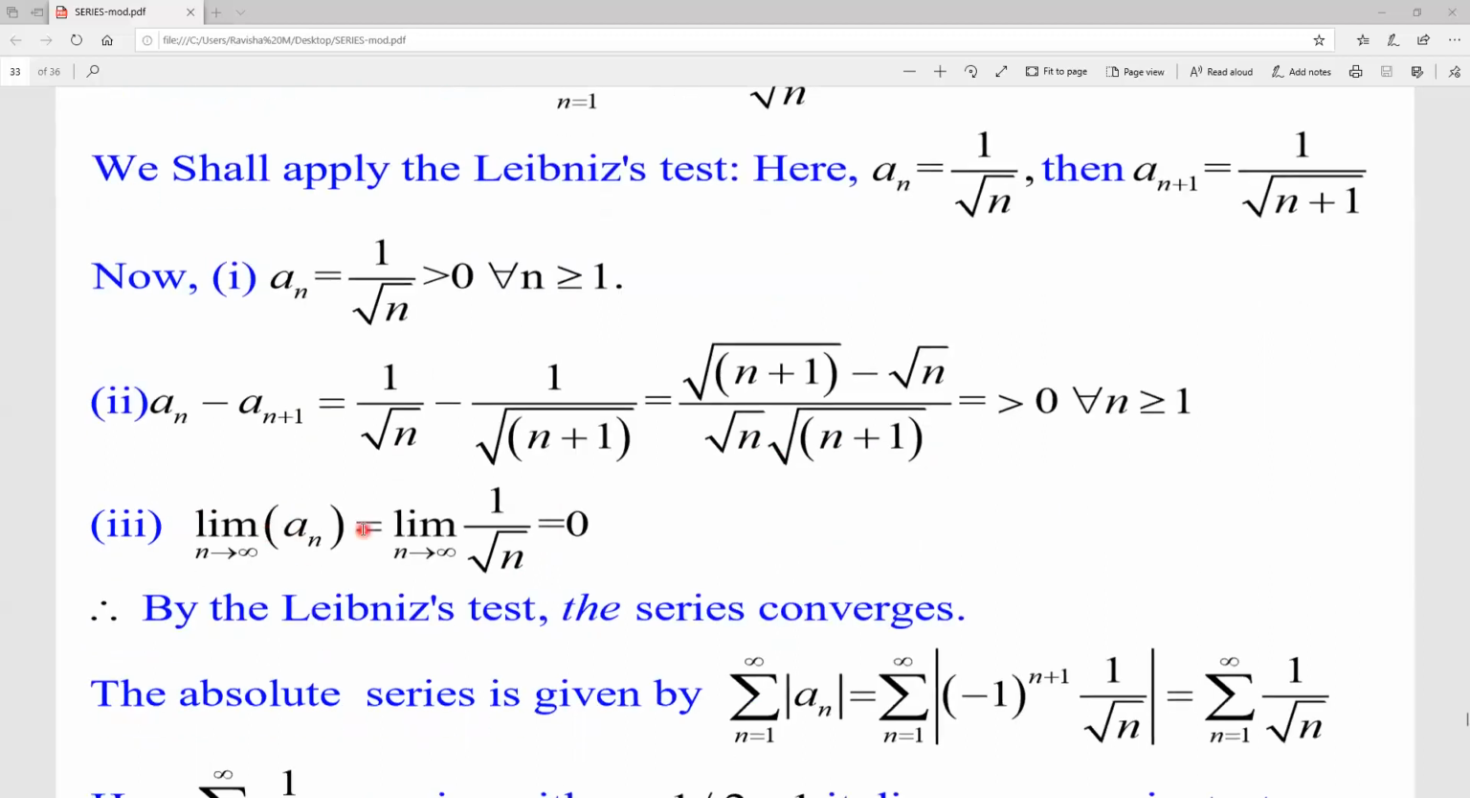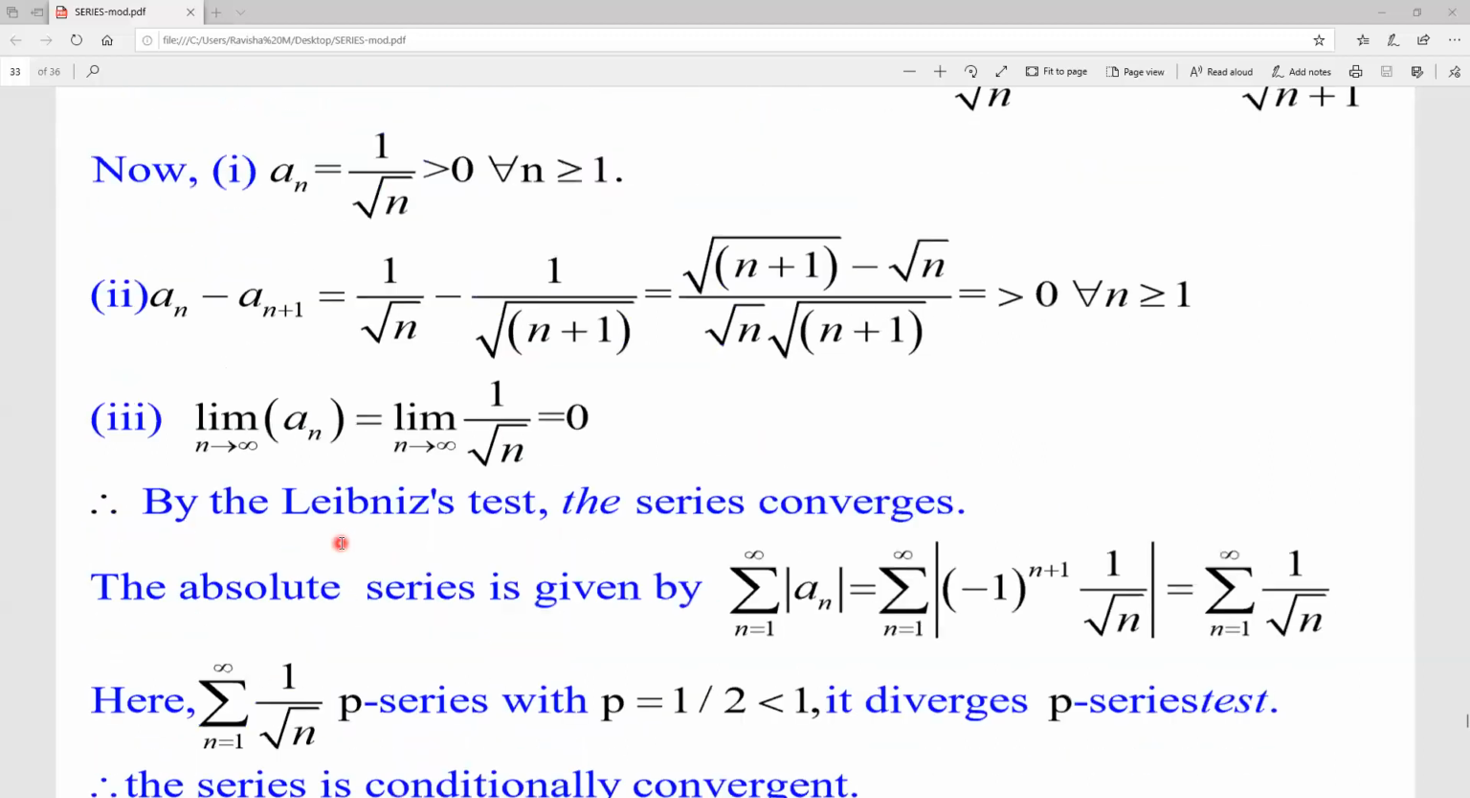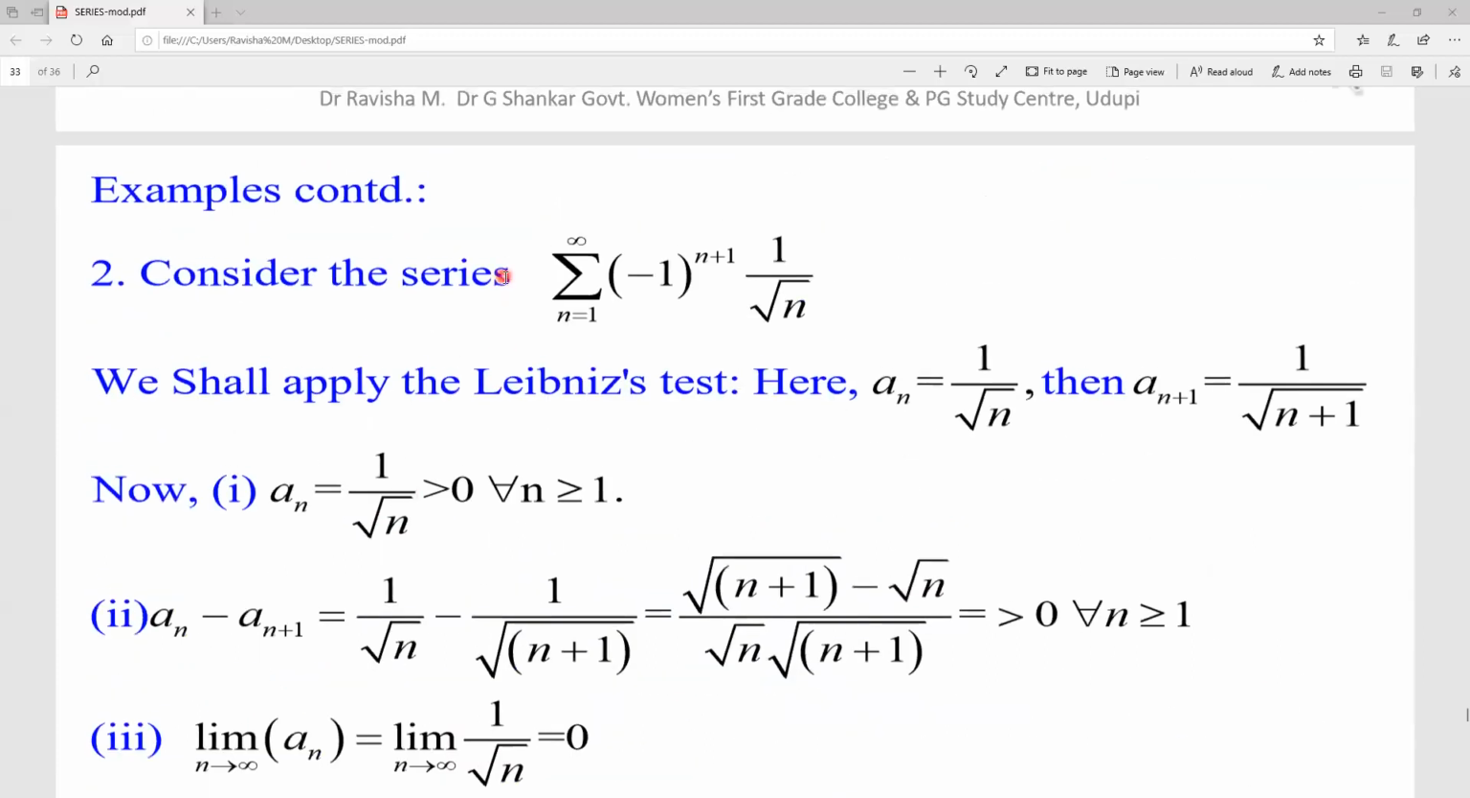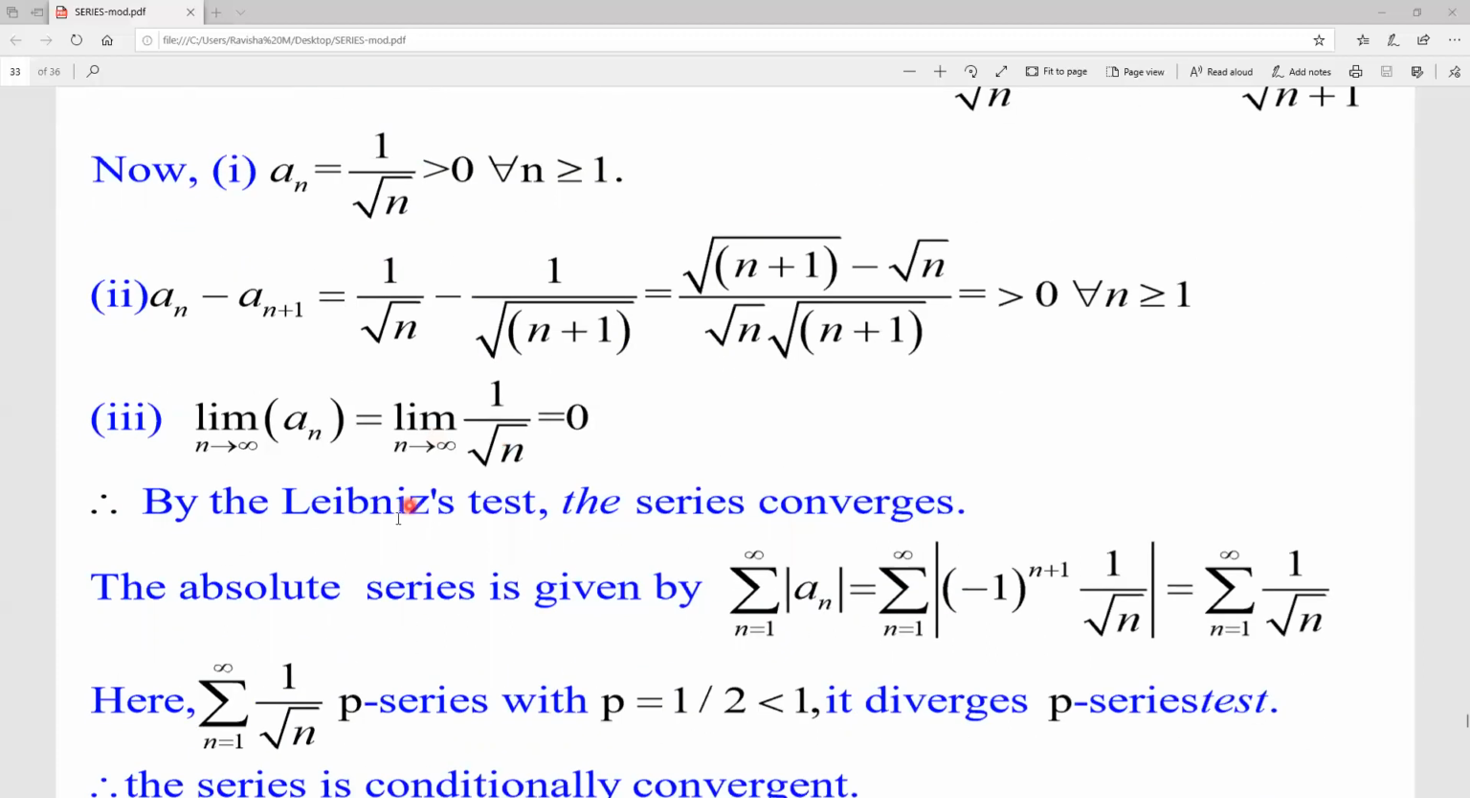Let us move to the third condition of the Leibniz test. Take the limit as n tends to infinity of the nth term. This goes to 0 because the denominator increases, so the whole term decreases and goes to 0. So all three conditions of the Leibniz theorem are verified. Therefore, the given alternating series is convergent by using the Leibniz test.